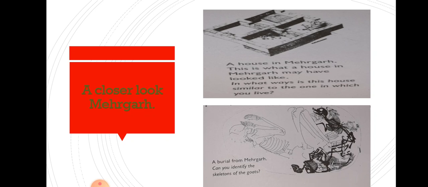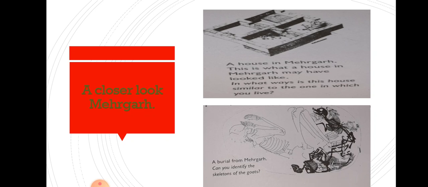First, we will take up Mehrgarh. In the first slide, as you can see, in the first picture you can see a house in Mehrgarh. The same picture is given in your NCERT book. This is what a house in Mehrgarh may have looked like. It means that in the traces found by the archaeologists, these types of house structures have been found at the Mehrgarh site. And the second is a burial from Mehrgarh site, a burial from a grave.